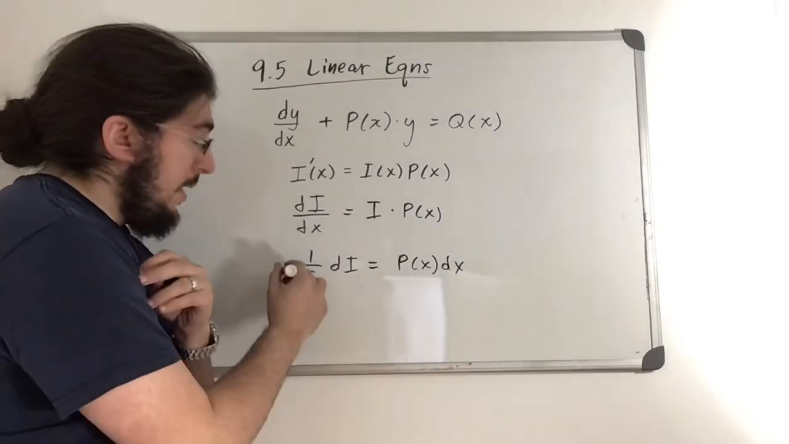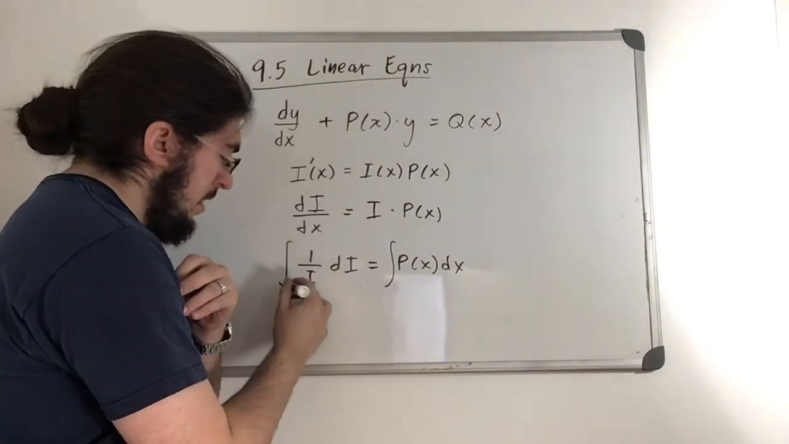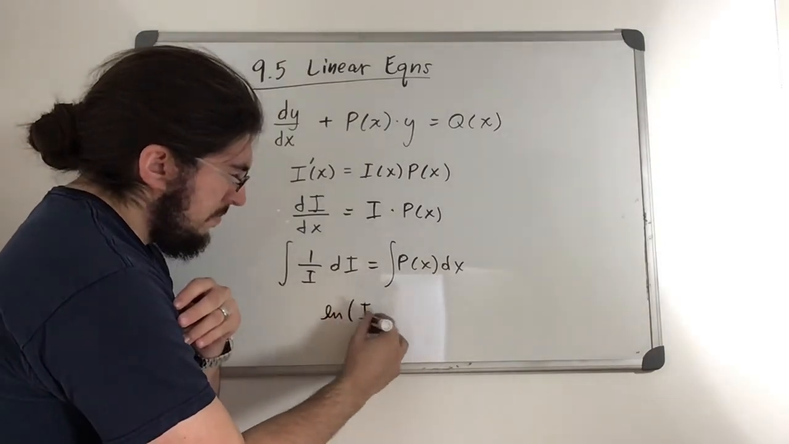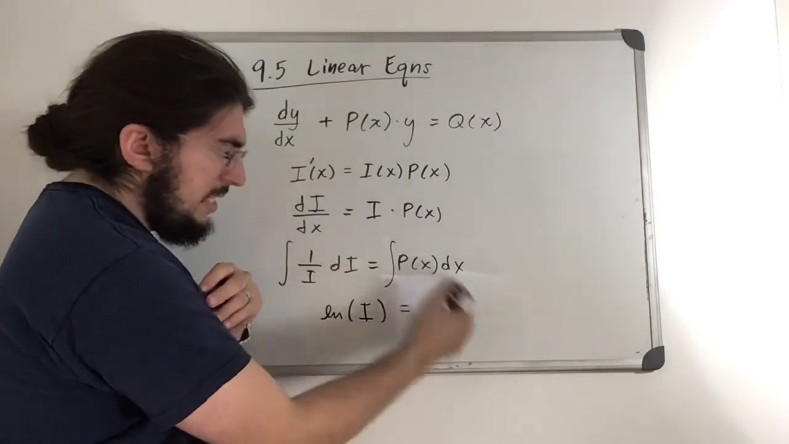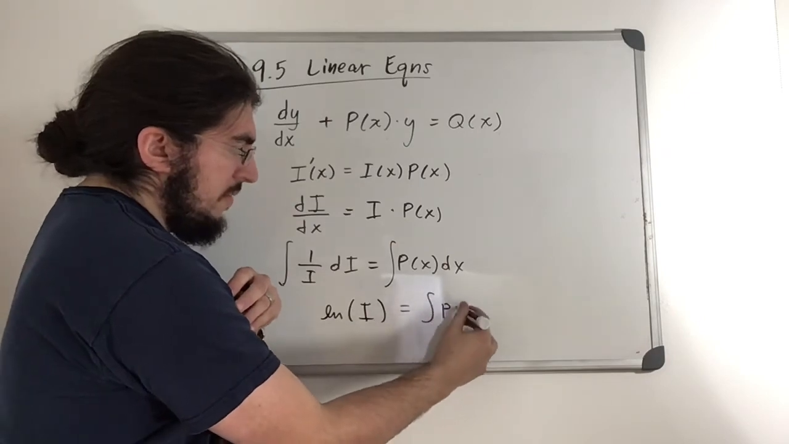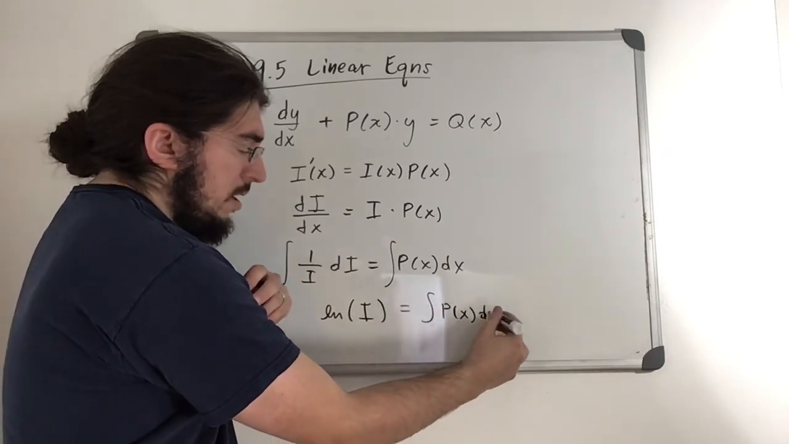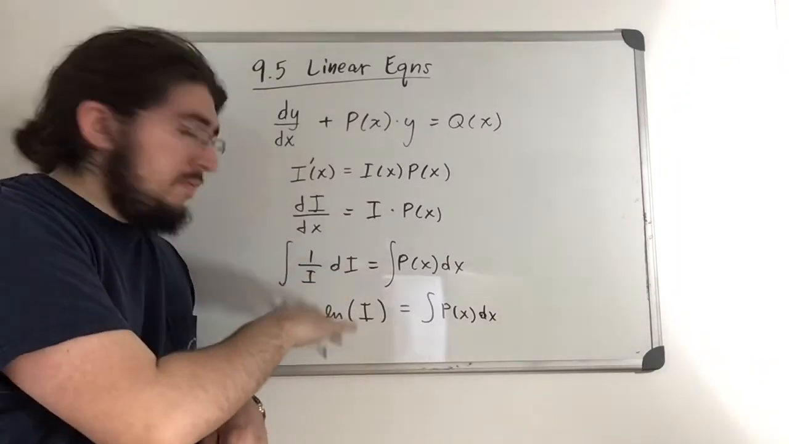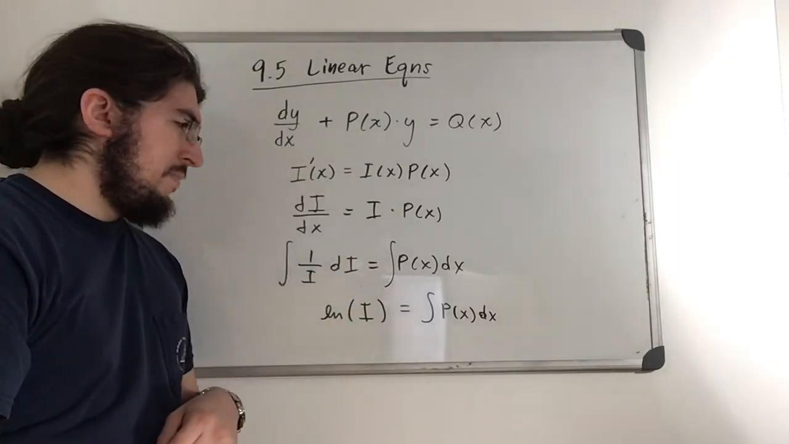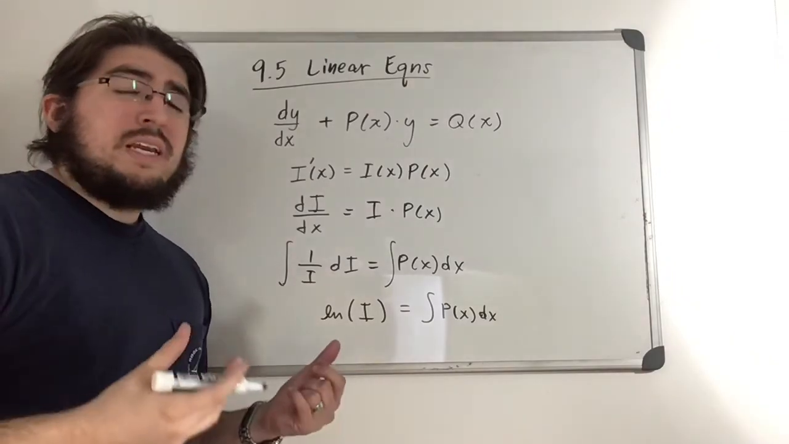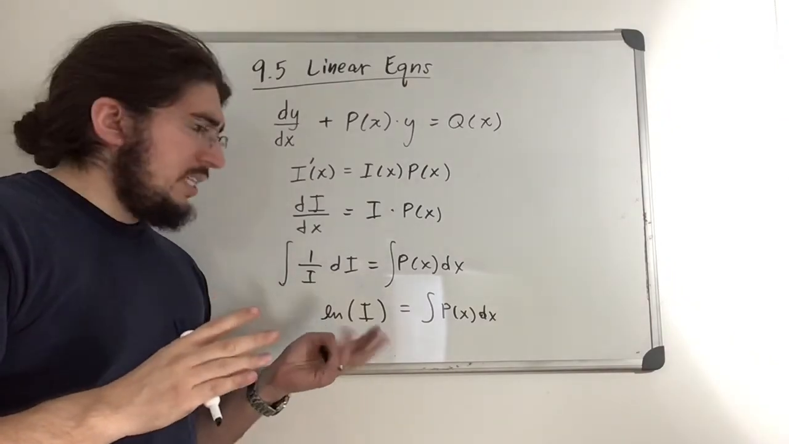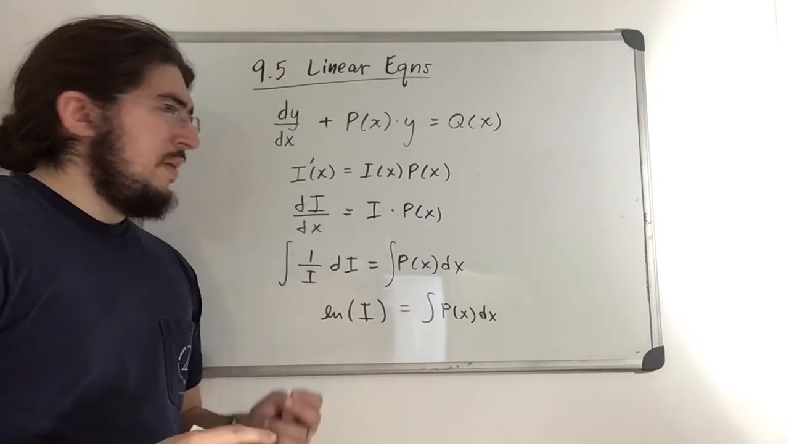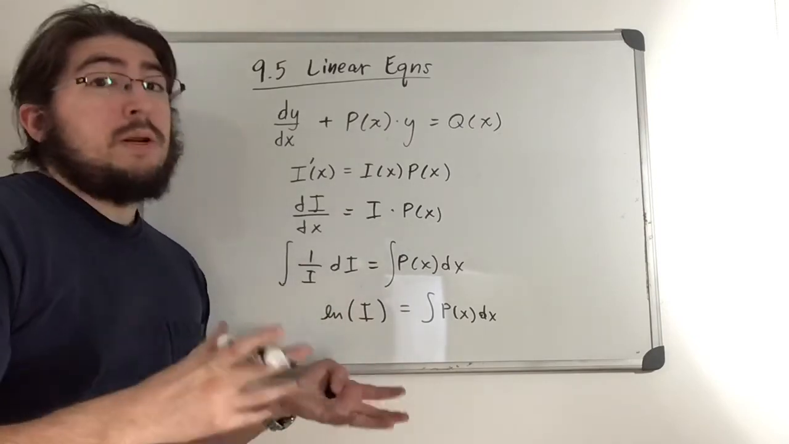Perfect. Now antideriving both sides. The antiderivative of 1 over I is ln of I. And this, we don't know what the antiderivative of p of x is, so I'll just leave it as integral of p of x dx. Notice I'm ignoring the absolute value scenario. In reality, we only need to find one particular I of x, so I'm not even going to write plus c after we antiderive.